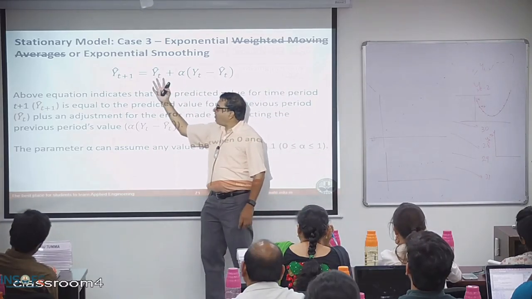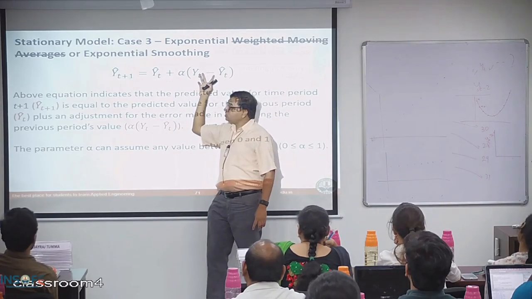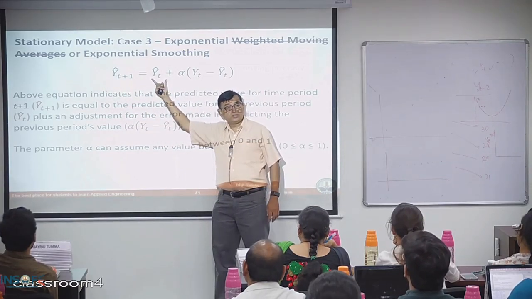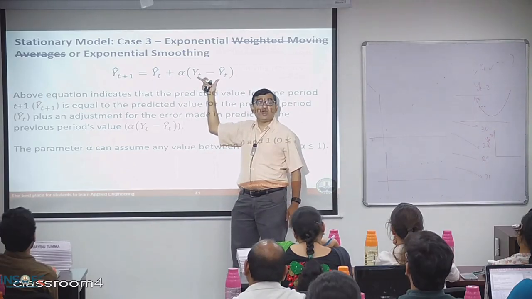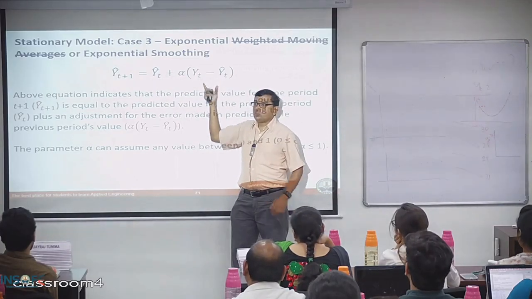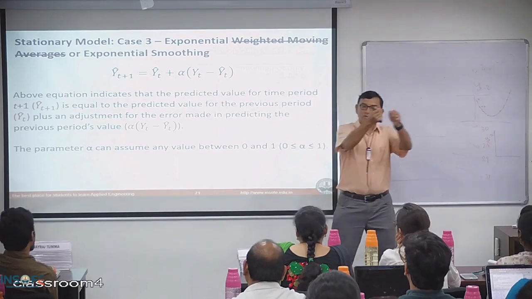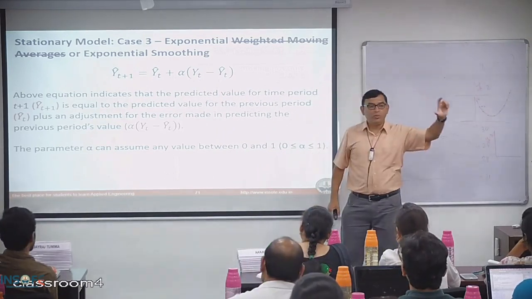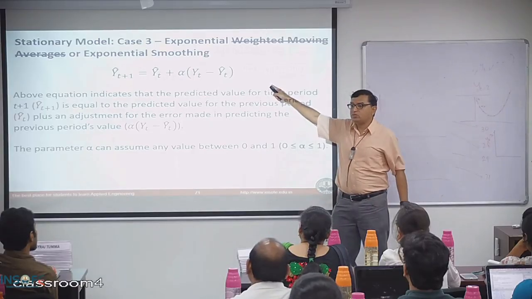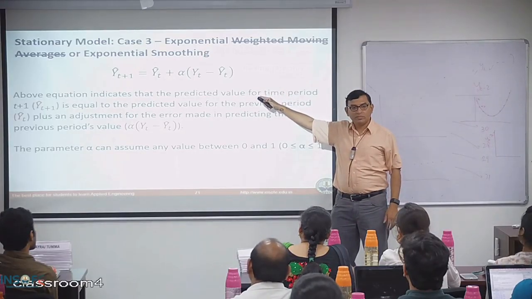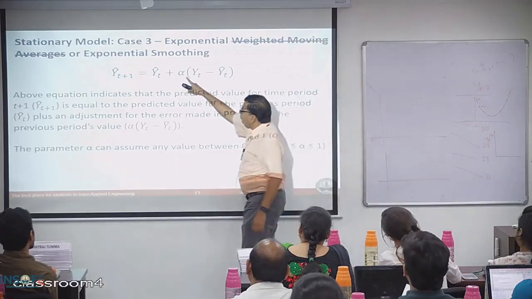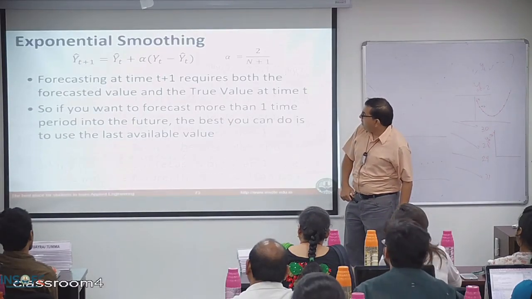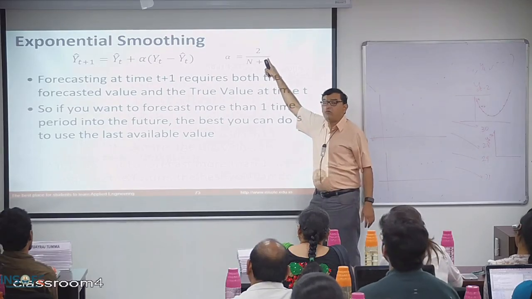You adjust your next forecast by the most recent forecast plus some fraction of the error you made. So each time you adjust your next value based on how much error you made in your previous estimate. That's what this exponential moving average is. Okay. This value of alpha is given by this particular formula.